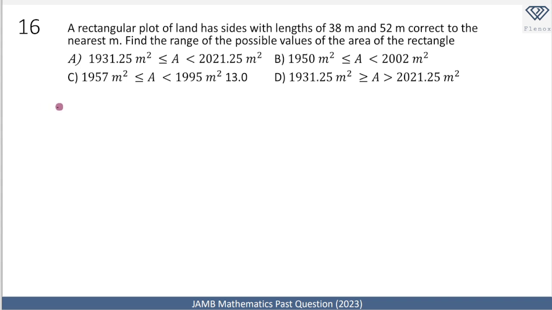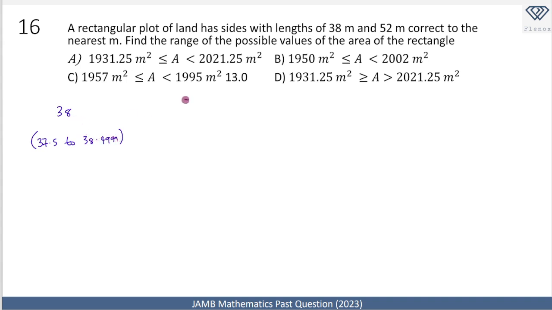So what do we need to do? Now we think of the number 38. What numbers can I approximate to get 38? The numbers I can approximate can be any number from 37.5 to 38.4999999. When I have 37.5, I can round it up to 38, but when I have 38.49999, I can round it down to 38.